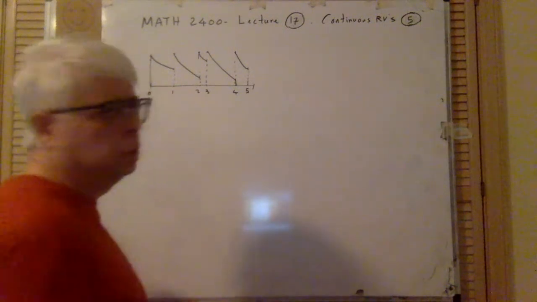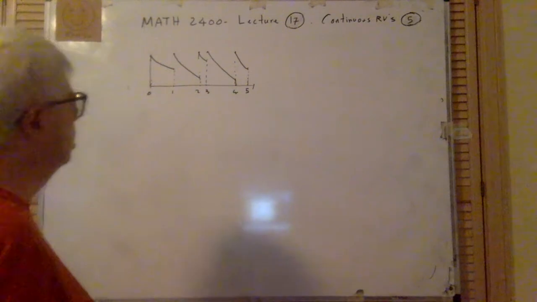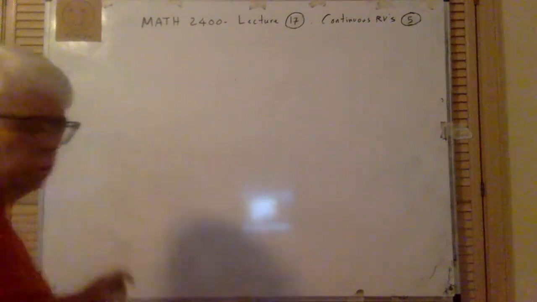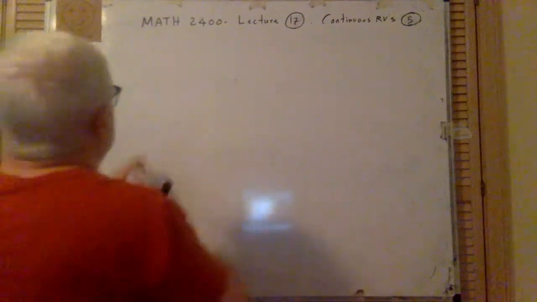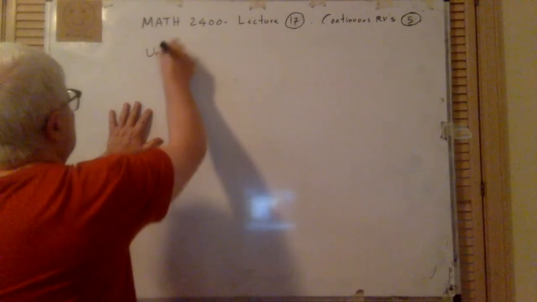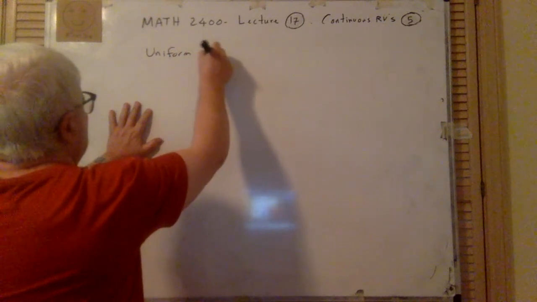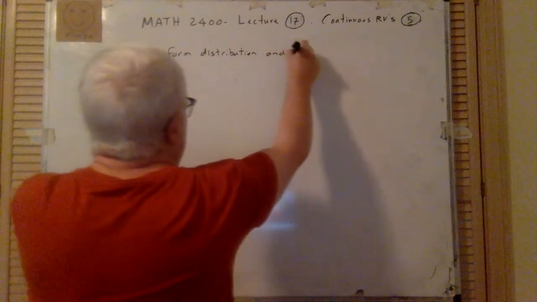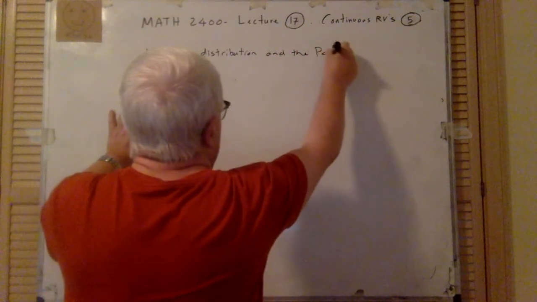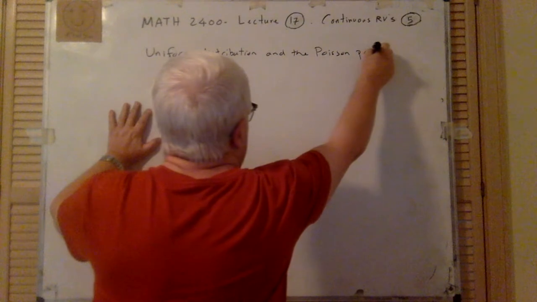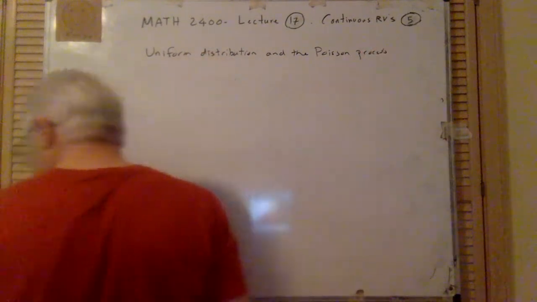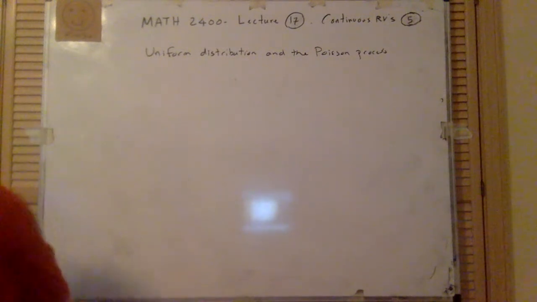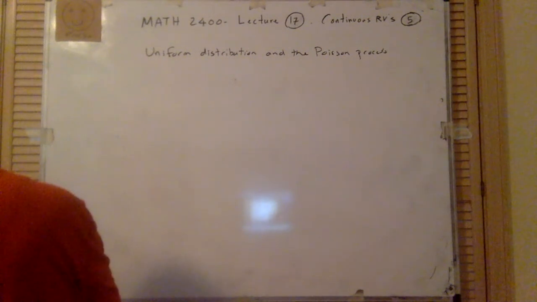Another thing, which is also related to this, is also very interesting. So let's ask this question. The relation between the uniform distribution and the Poisson process. So let me give you the way that this is.